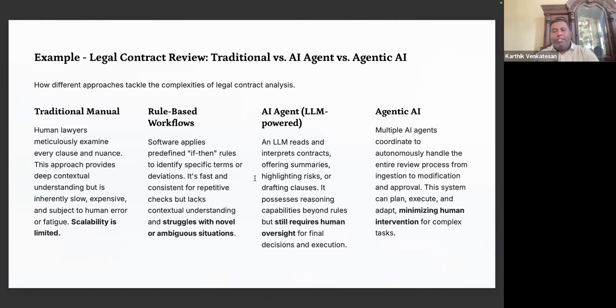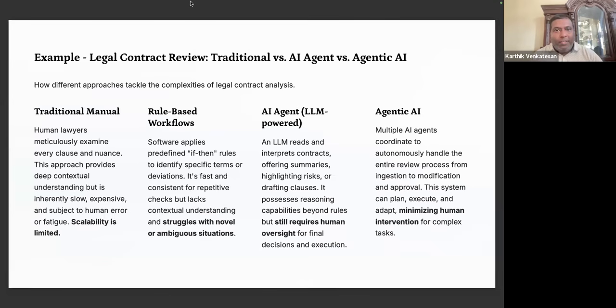Then we have the AI agent we just talked about. It can do all the things a rule-based workflow does, and it can also handle ambiguous situations. And it can do much more. It can draft clauses, it can suggest, it can provide impact. What is the impact? I'm going to show a demo. And agentic AI will basically do the same thing with multiple agents.